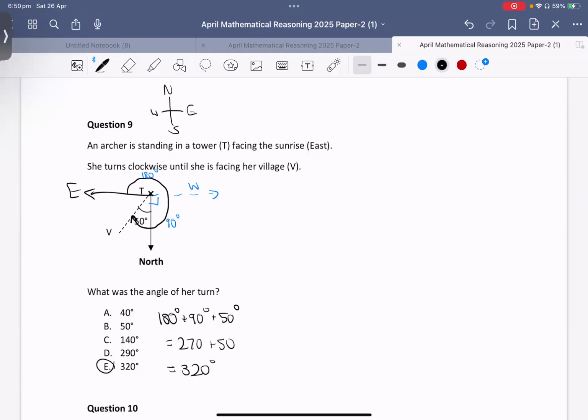So your answer is E for this question. Okay, if I can offer any advice, just please make sure you know clockwise, anti-clockwise, don't make the silly mistake, and also just know what direction they're giving it to you. In this case, they were trying to trick you with the north there.